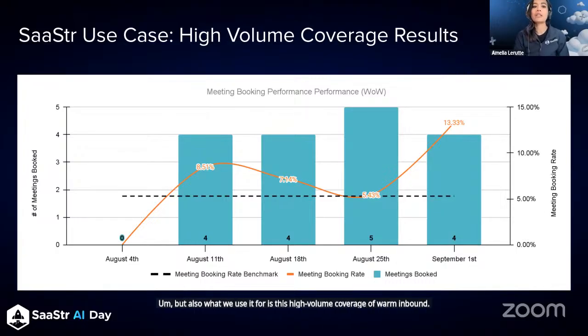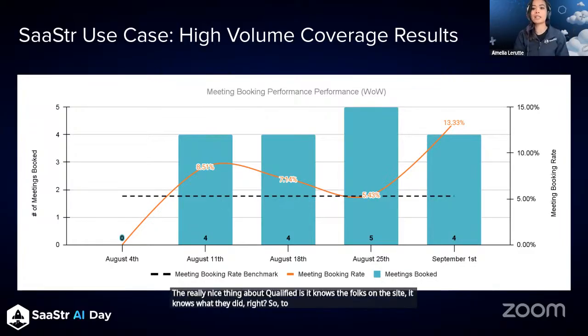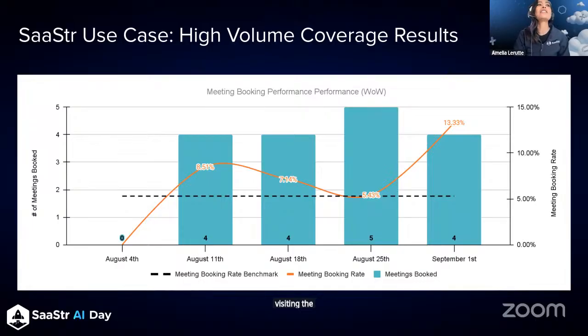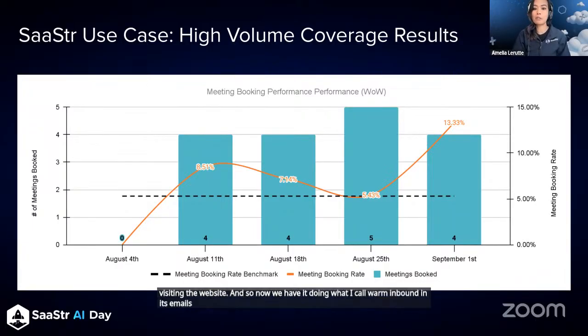The really nice thing about Qualified is it knows the folks on the site. It knows what they did. To what Maura showed you, it can see what they're doing on the website, what pages they're visiting, and whether other people from the same company are visiting. So now we have it doing what I call warm inbound in its follow-up emails. If they didn't book a meeting, it tries to get them to book a meeting.